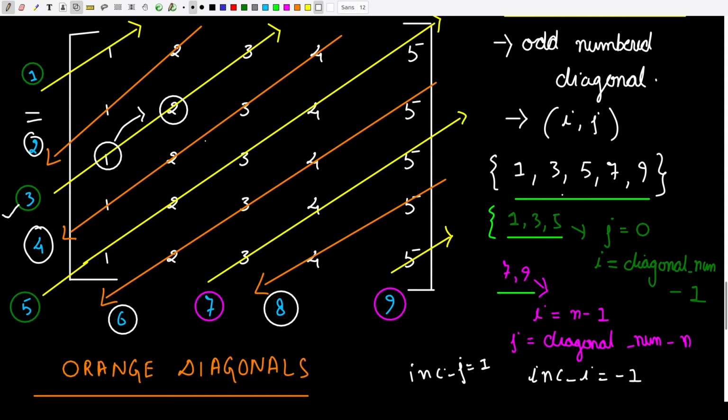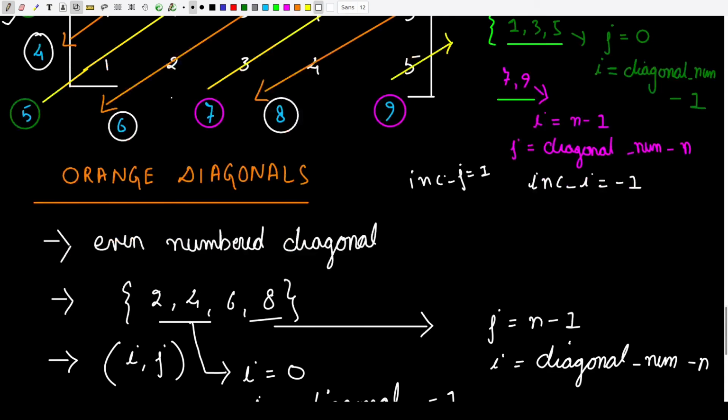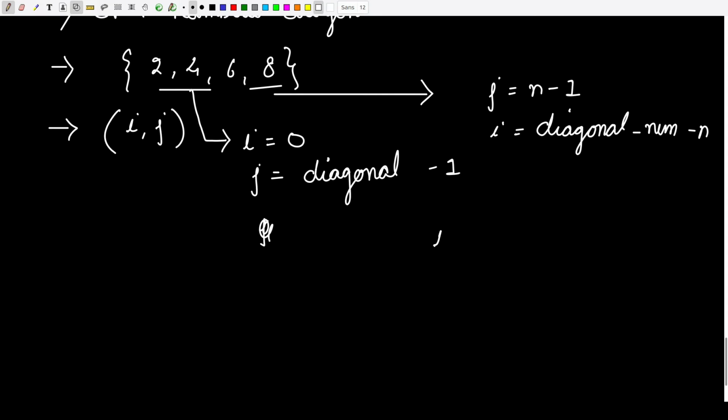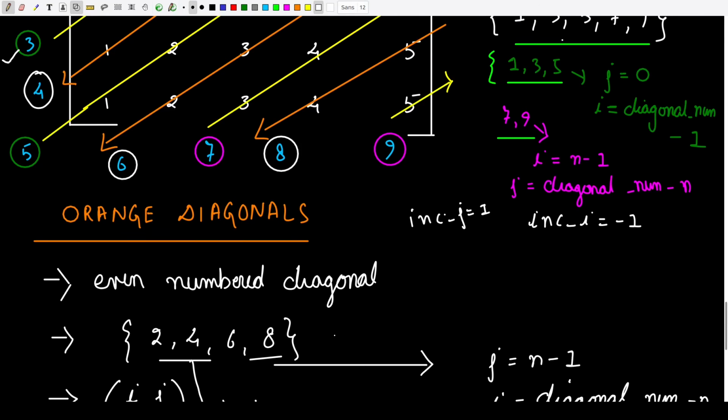Similarly, for orange diagonals, let us say we have printed this value and we would like to print the next value. In this case, we would like to increase our I by 1 and decrease our j by 1. So that's the core idea, folks. Now let us see how we will be able to code this.